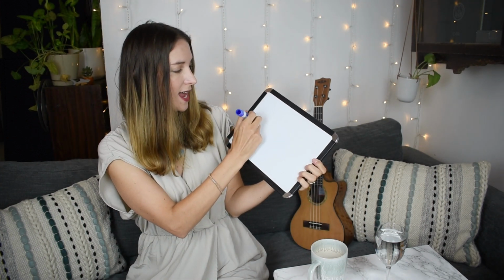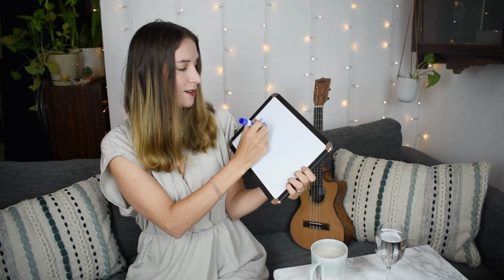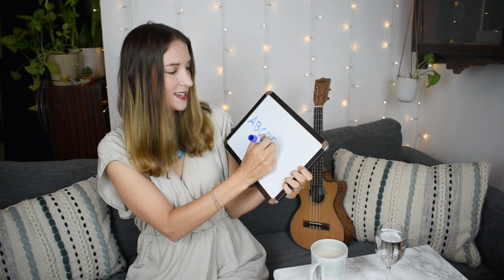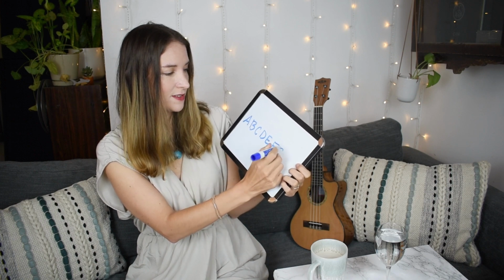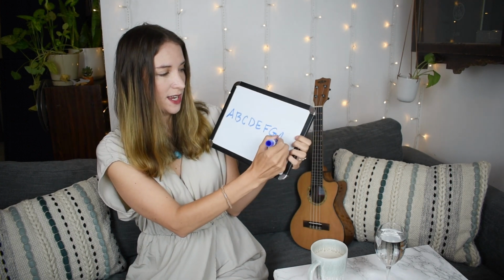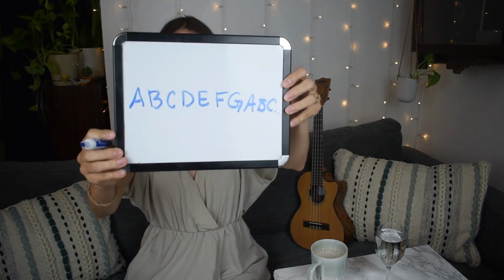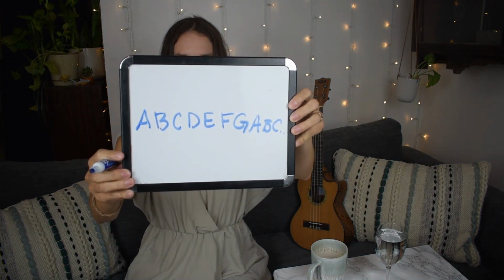So let's start with the musical alphabet. I'm going to write it here on our board. It starts with A and goes to G, and that's it. Much shorter than our standard alphabet: A, B, C, D, E, F, G, and then it starts over again, A, B, C, to infinity. So here is our musical alphabet.